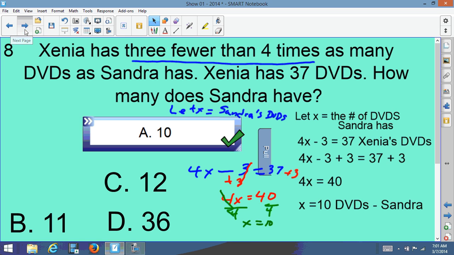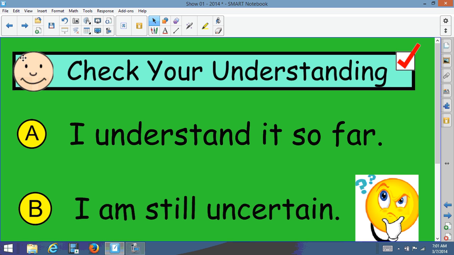Next question. So check your understanding. See if you understood everything. If you have questions, bring them in. I'd be glad to go over it with you in class.